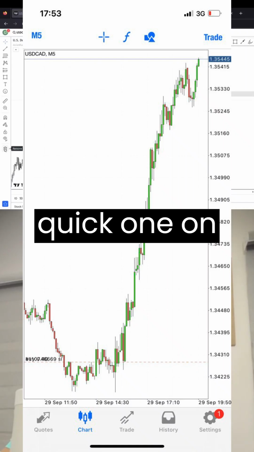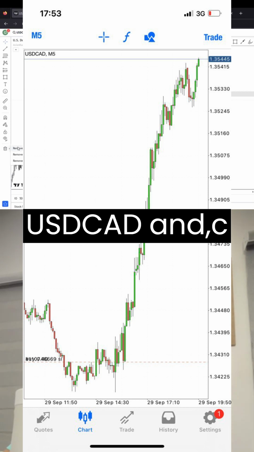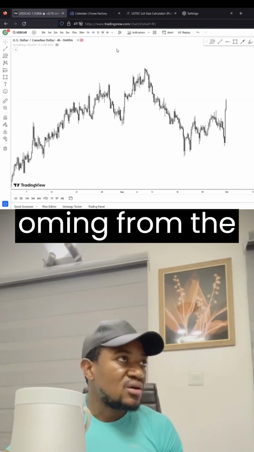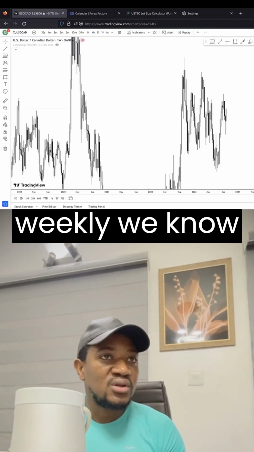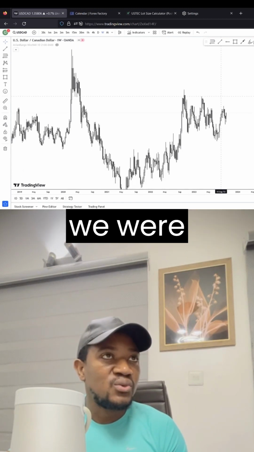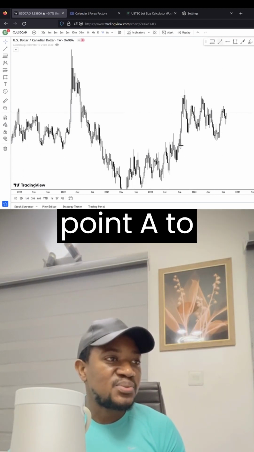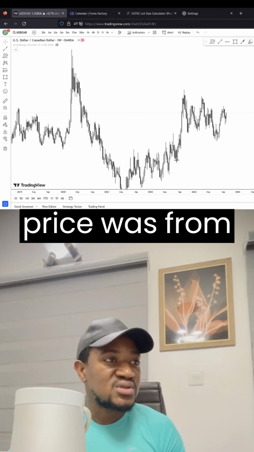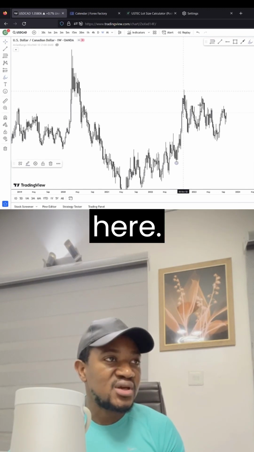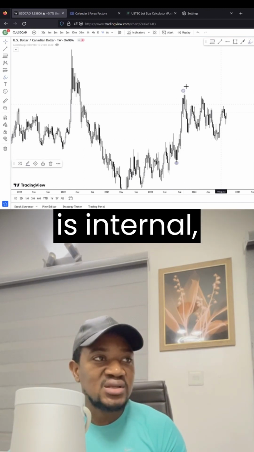So this was a quick one on USDCAD, coming from the weekly time frame. Quick one on the weekly. We know we are sitting at point A to point B. So price was from this point to this point here. Everything happening here is internal.